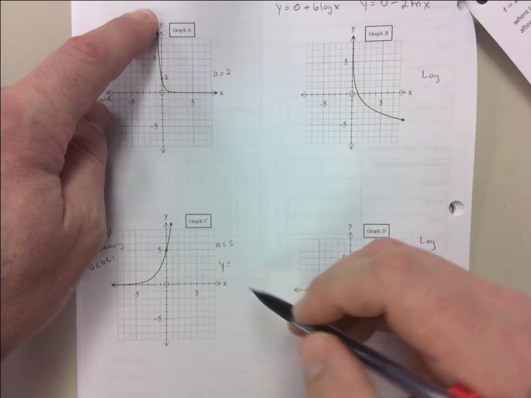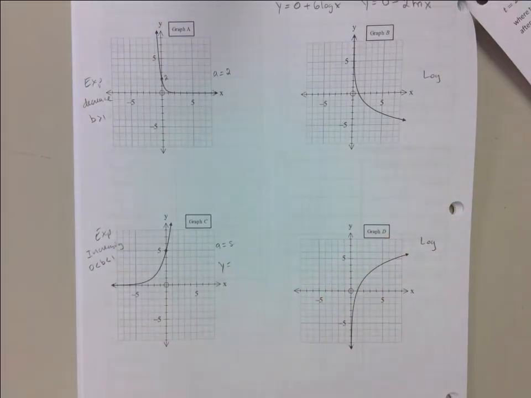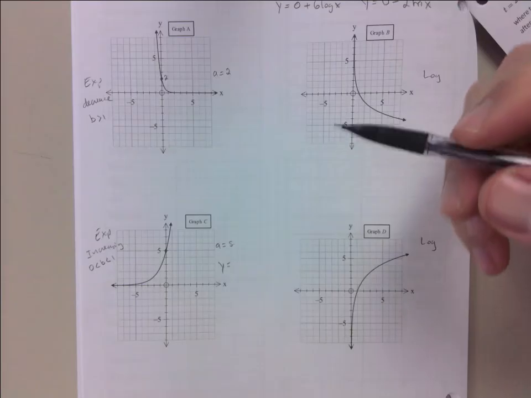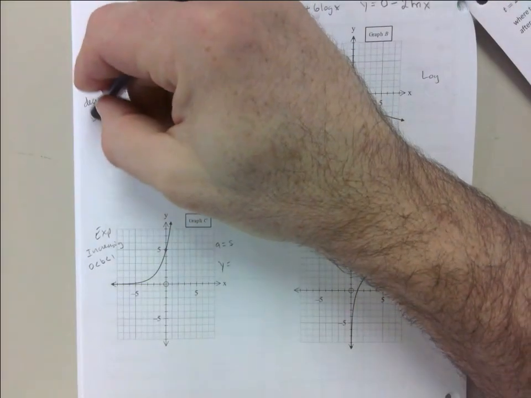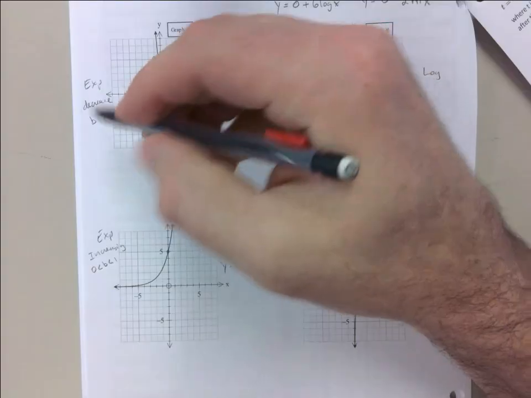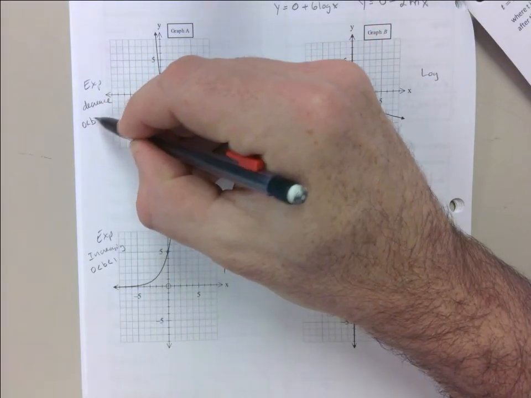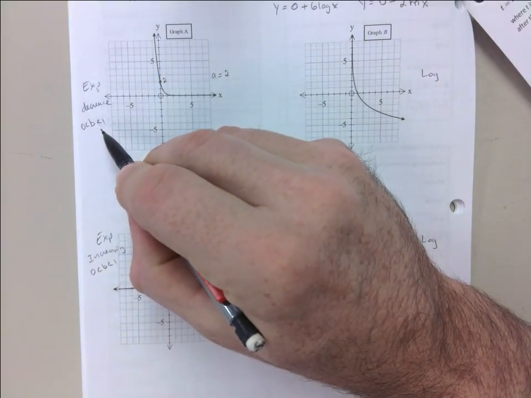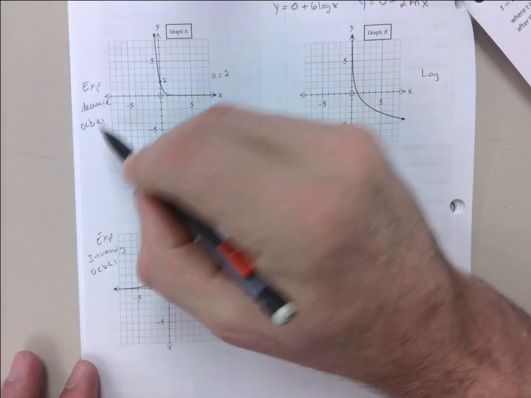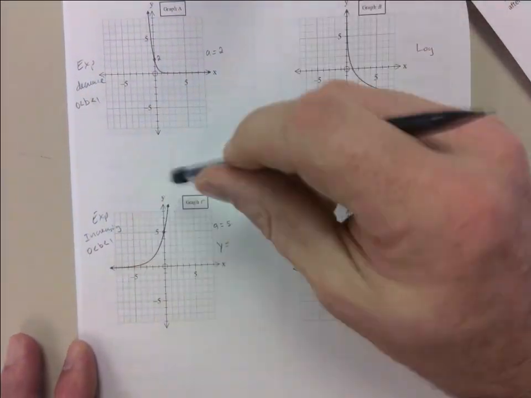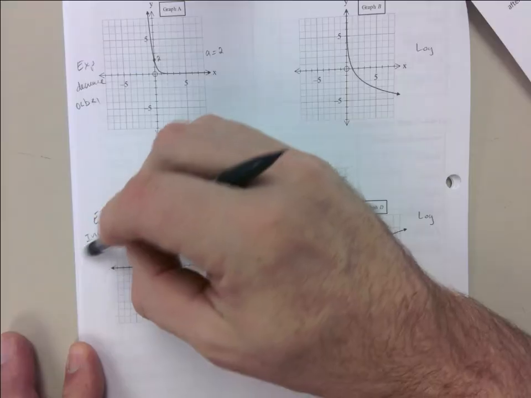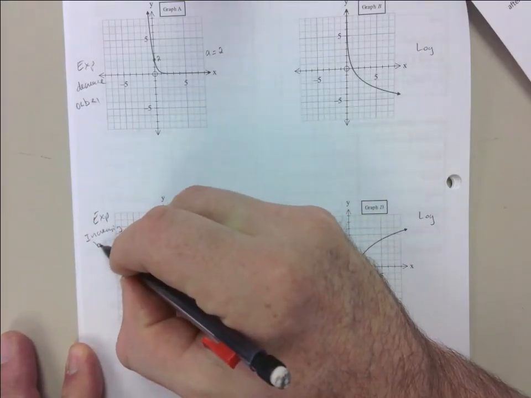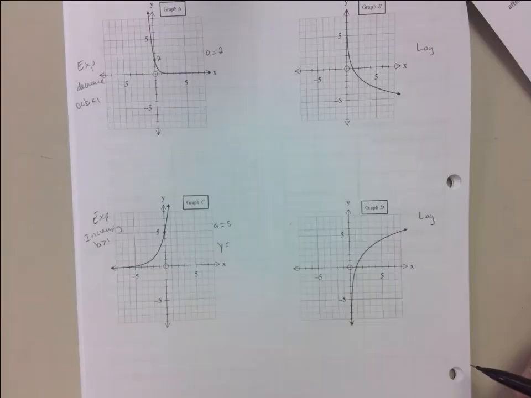Y is equal to, I made a mistake, right? Thanks for stopping me, guys. This one is decreasing, so b is between 0 and 1. My bad. Okay, this is 0 and 1. It's Monday. You got to give me a break here, guys. Here, it's increasing, so b is greater than 1. So my bad. B here has to be greater than 1.